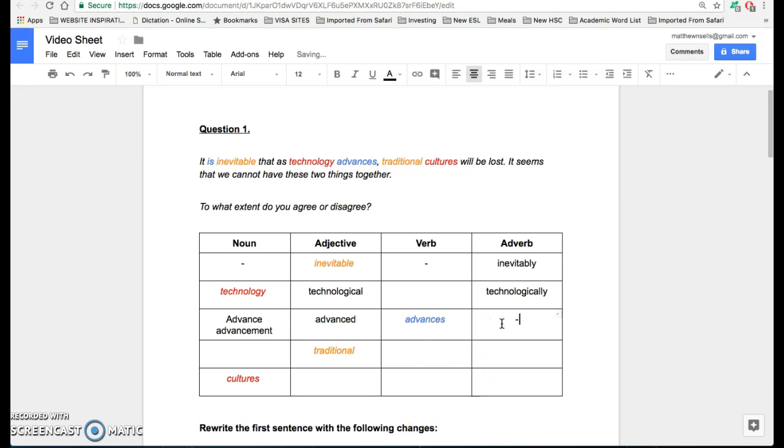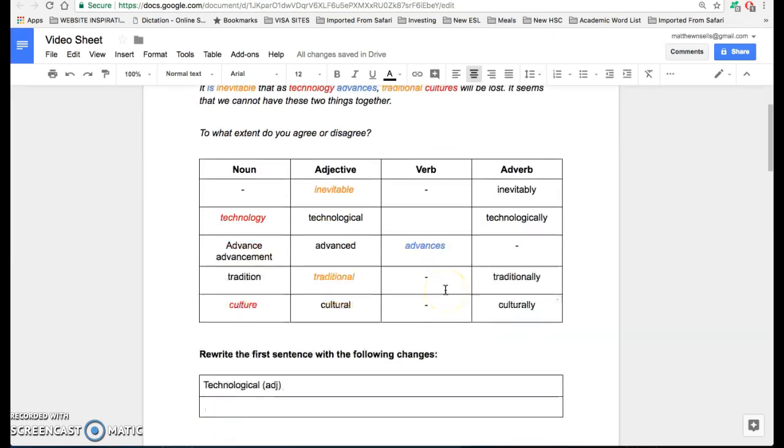And leave that out. Now, I'm going to fill the rest of these out myself because I know them: tradition, traditional, there's no verb, and adjective, traditionally. Cultures, or I should say, culture, cultural, and culturally. Boom. So we've gone through for the framework, we've found all these.